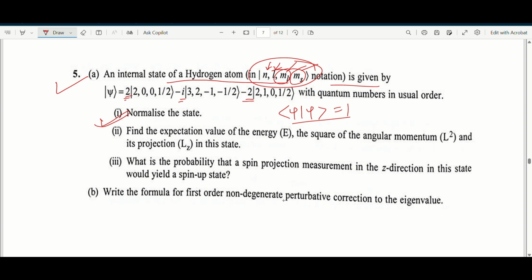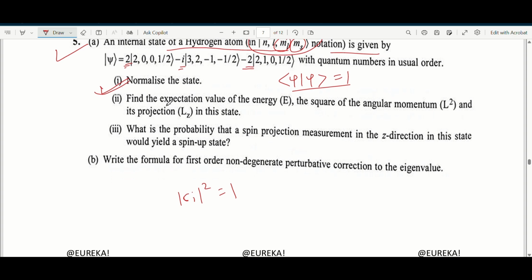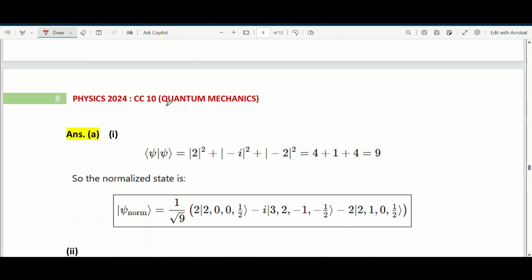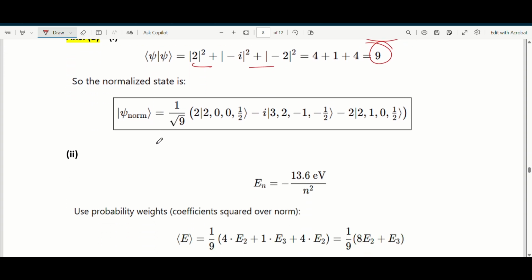Now we have to normalize this wave function. Another condition is the sum of mod of ci square equals 1. So if we divide by the mod of c square, we get the normalized wave function. This is the form. Here the sum of mod ci square is 9, and we divide all the expression by root over the sum of ci mod square. With this term we get the normalized wave function.